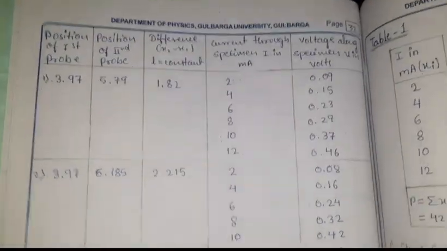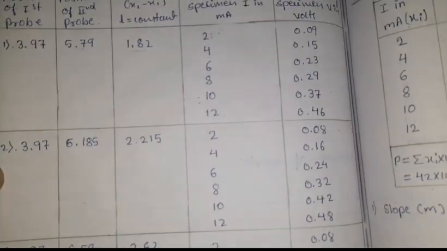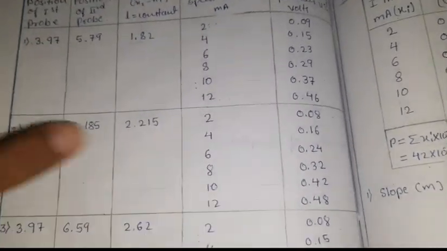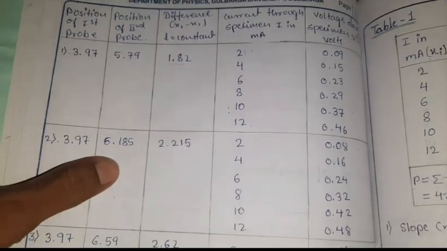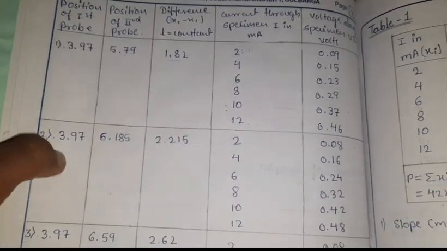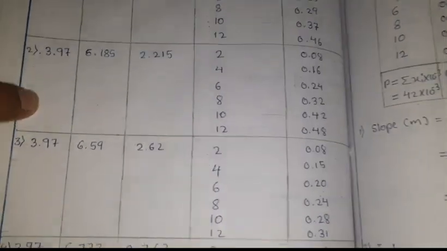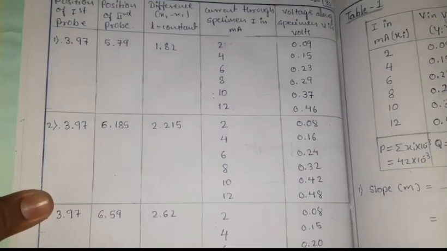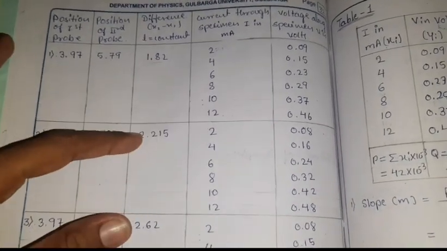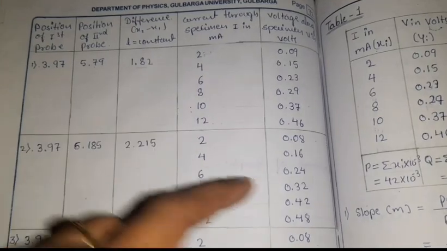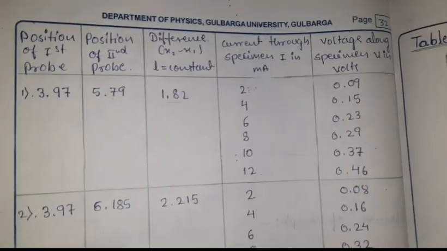Here you can see the readings of current and voltage for the position of the second probe for the second trial. The position of the first probe is fixed. Like that you have to take the 4 trial readings: the position of the second probe, difference of length, and current and voltage readings.